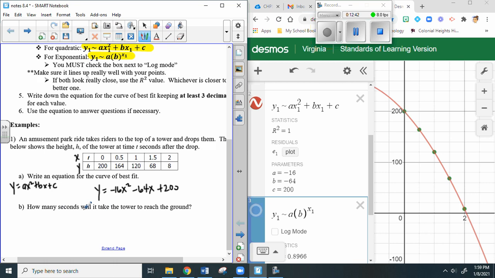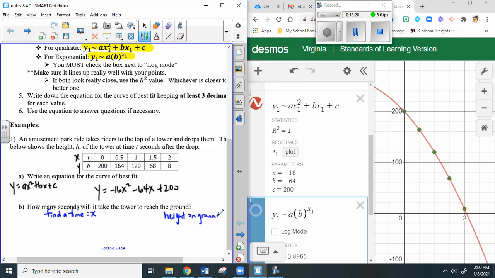Well, you have to first interpret that in terms of the problem. All right, so remember the problem was given as a time and a height. All right, the question is how many seconds. So it wants us to find a time, which remember we called x. So it wants us to find an x. And it says when the tower will reach the ground. Well, what's the height on the ground?